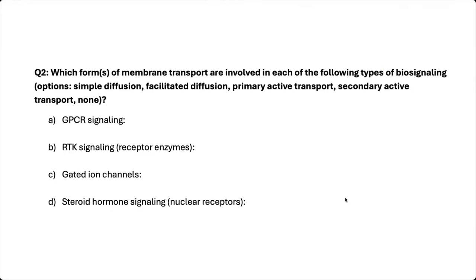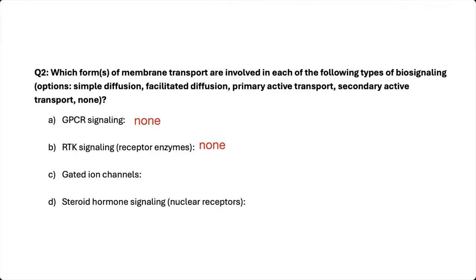So our options are going to be simple diffusion, facilitated diffusion, primary active transport, secondary active transport, or none. Let's think about our GPCR signaling. In this case, nothing's going through the membrane. I mean, there's a protein going through the membrane, but there's no molecules actually moving through the membrane. Same case with our RTK signaling.